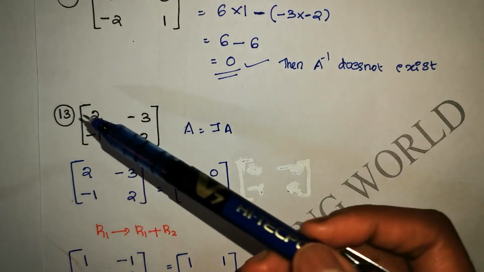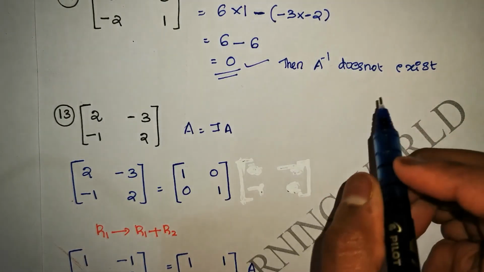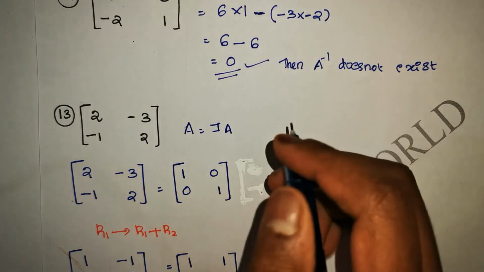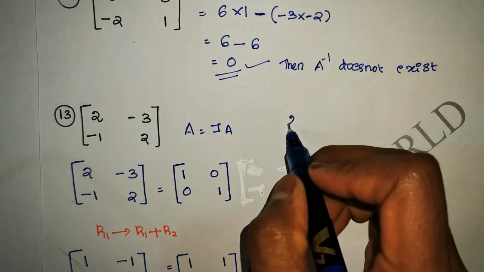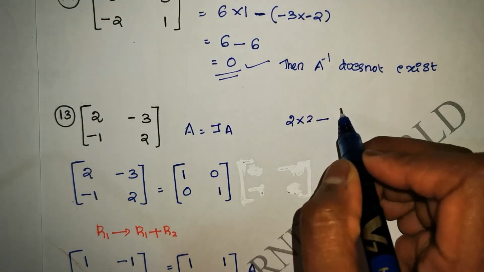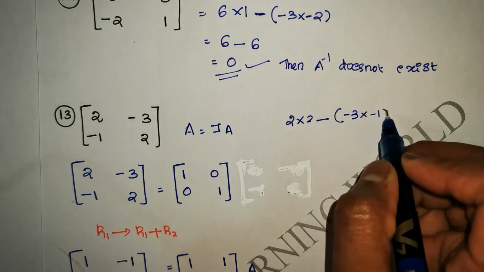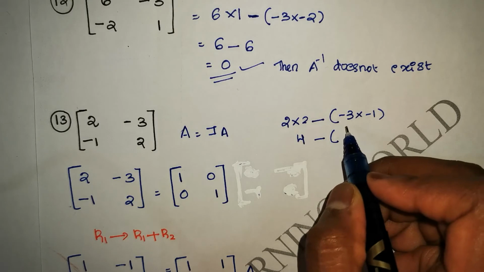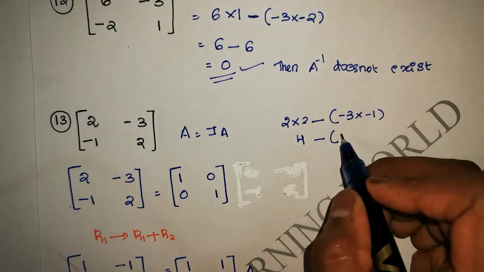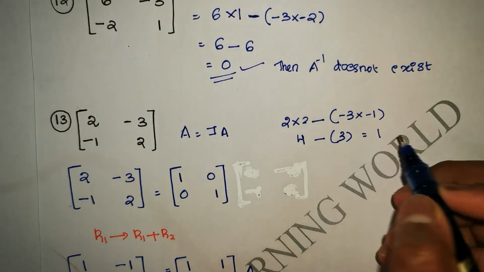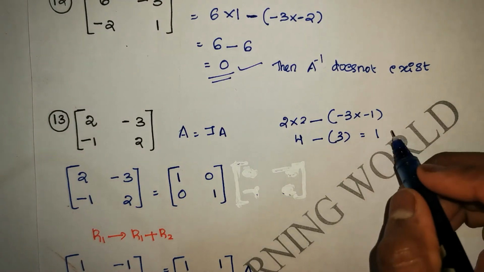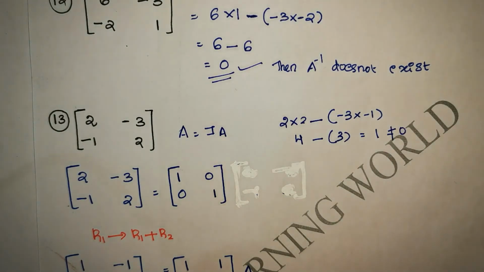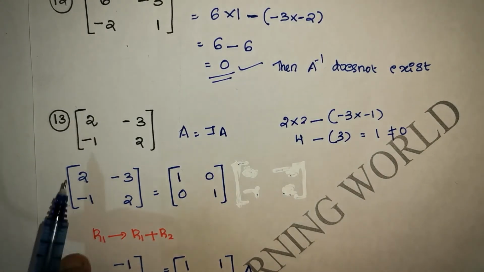Okay, here also you can find how to check whether A inverse exists or not. So I am cross multiplying 2 into 2 minus 3 into minus 1. Okay, 2 into 2 is 4 minus 3 into minus 1 is plus 3. So 4 minus 3, that is 1. It is not equal to 0. Okay, therefore A inverse exists. Okay, so let's find A inverse. Okay, students. So this is our matrix.